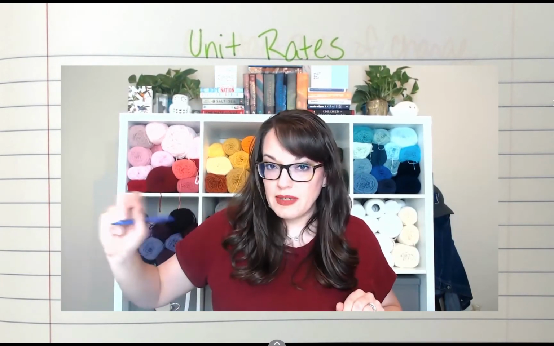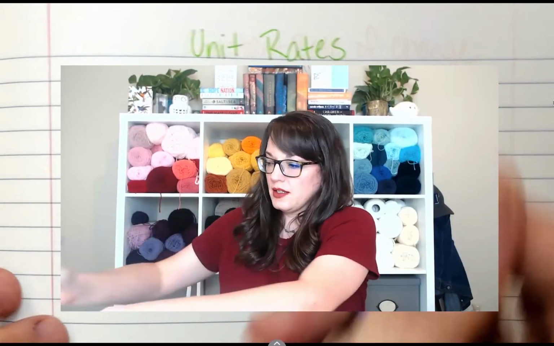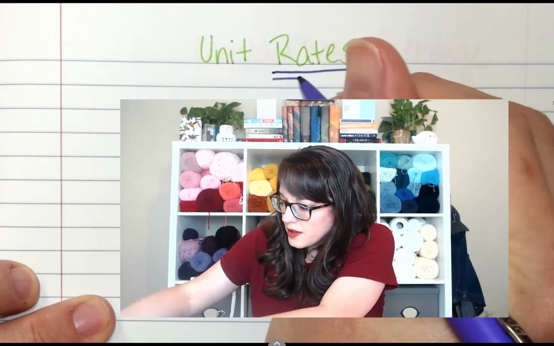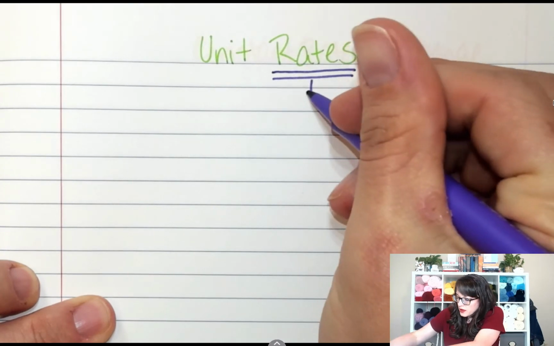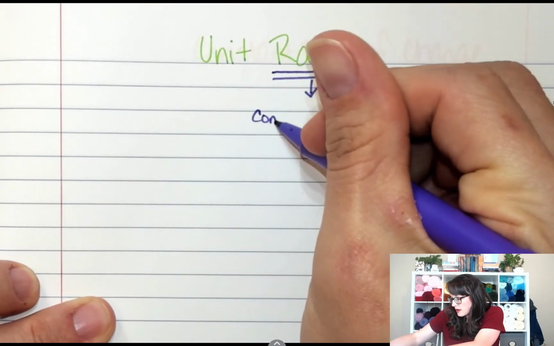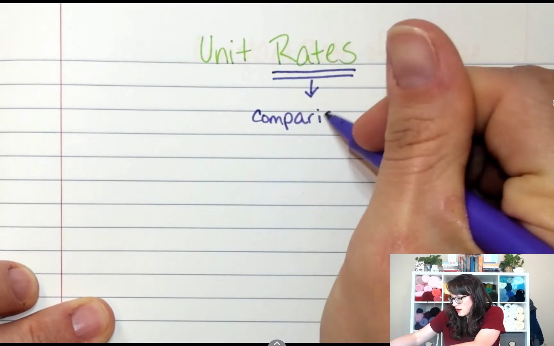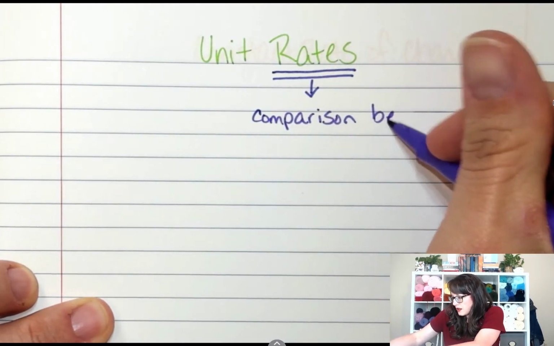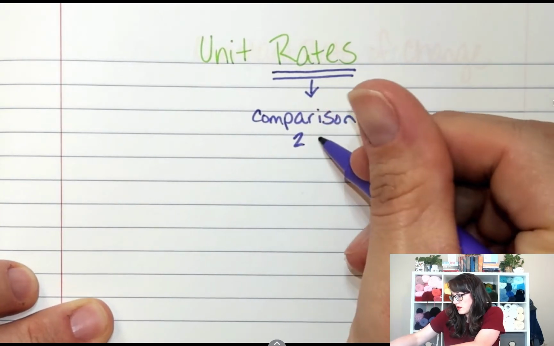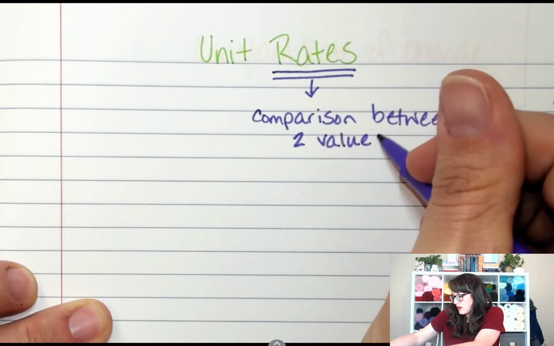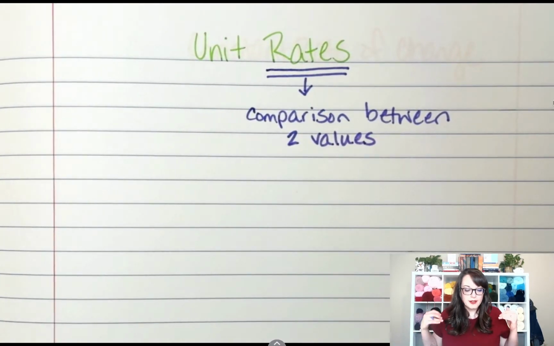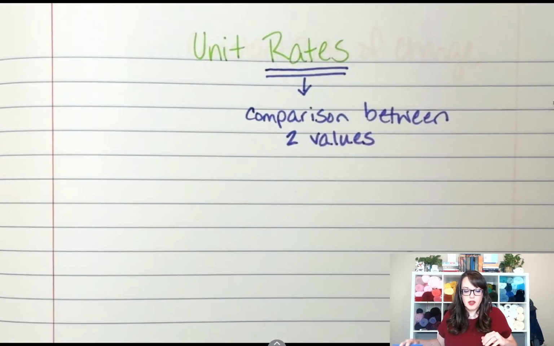So, to begin, a rate. When you hear the word rate when it comes to math or numbers in general, a rate is a comparison between two values. So anytime there's a rate, you're comparing two values.